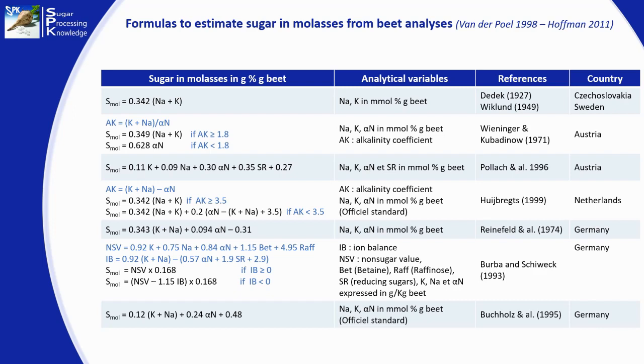In the same country, another formula was established in 1993, expressing molasses sugar in terms of potassium, sodium, alpha-amino-nitrogen, betaine, and raffinose. In Germany, another formula was established in 1995, and this is the official formula, which estimates molasses sugar in terms of potassium, sodium, and alpha-amino-nitrogen.